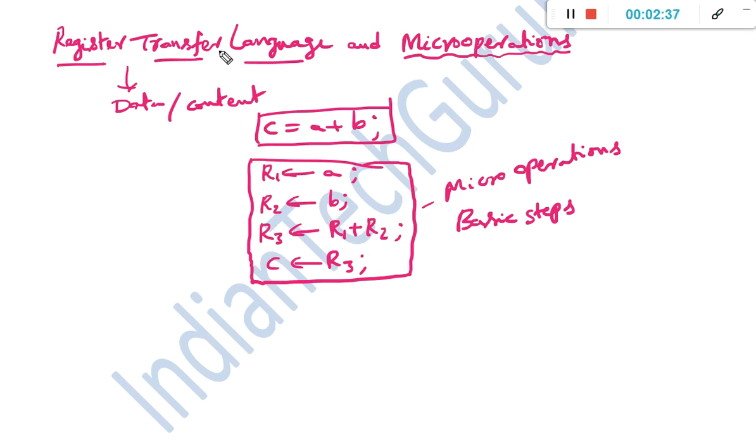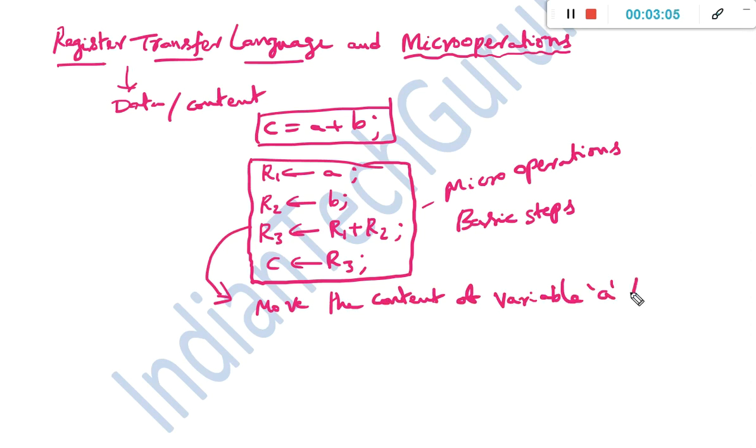However, if we do not have a specific register transfer language, then we might have written these statements in English language, like move the content of variable A, which will be residing in main memory, to register R1.